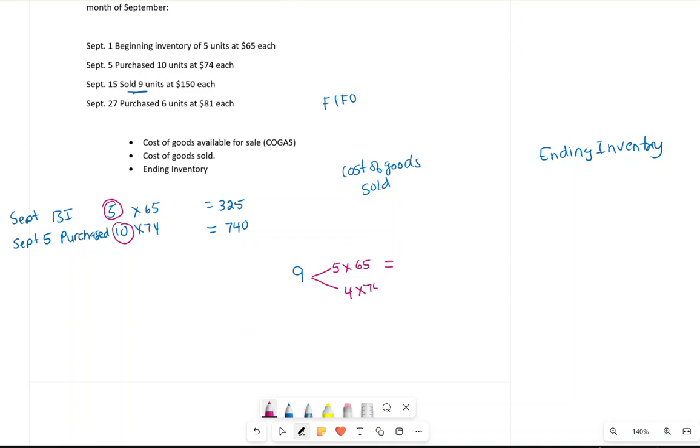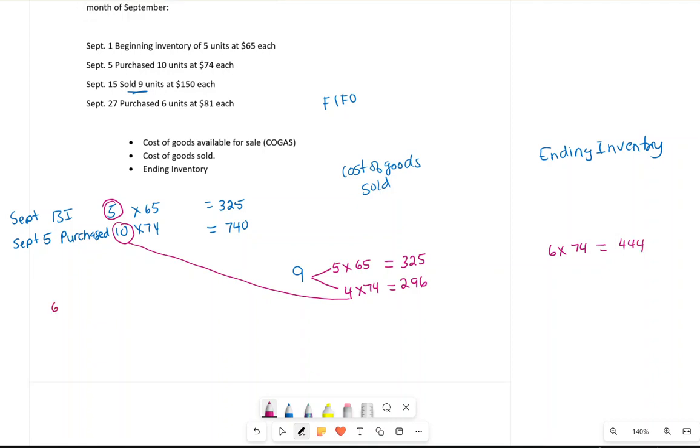The cost of that second inventory is 74. This is 325, and that is $296. So if I sold 4 out of that, we sold 4, so I have 6 units at 74 left, at 444. Then we have a next purchase.